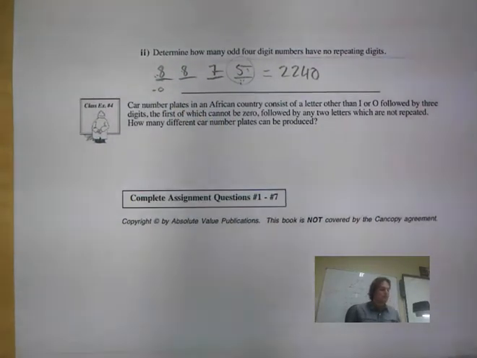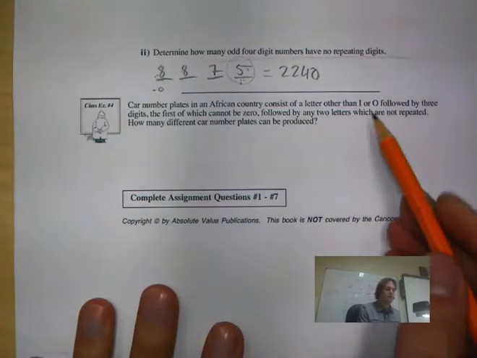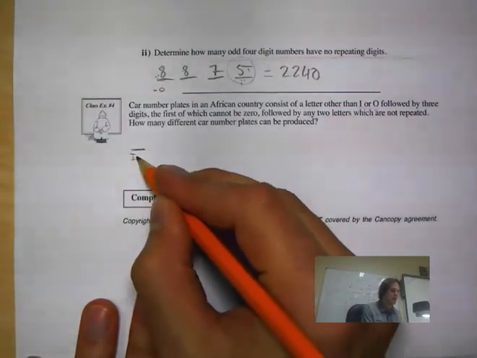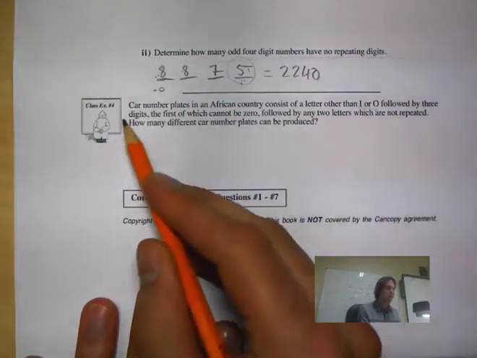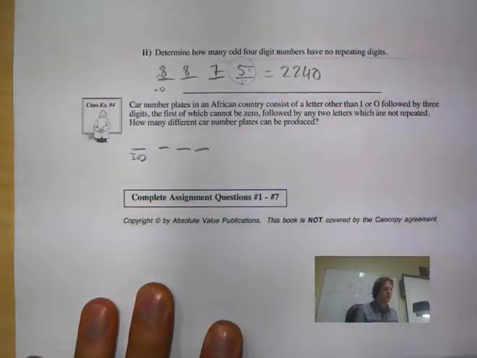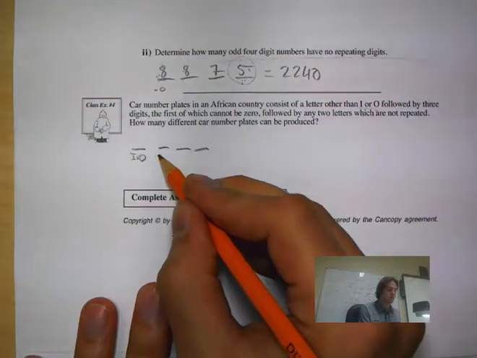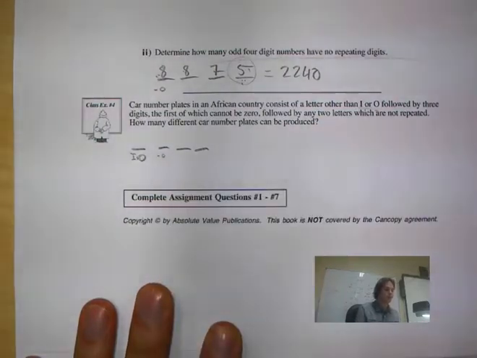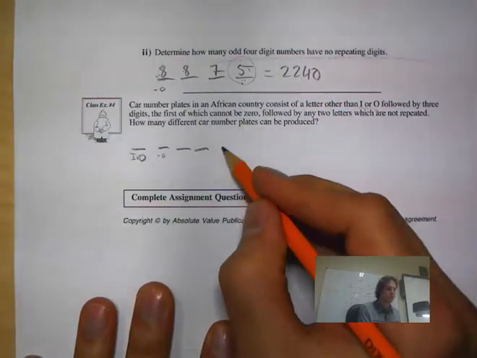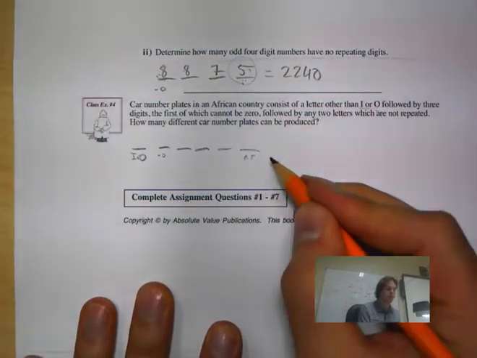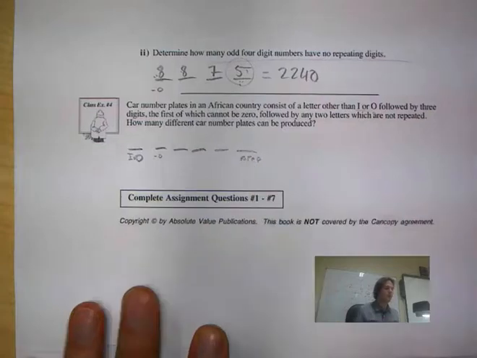Next one says, car number plates in an African country consist of the letter first, I or O. Okay? So we have an I or O, followed by 3 digits. 1, 2, 3. Okay? Of which 0 cannot be the first, so minus 0, no 0 there. Okay? Followed by any 2 letters, 1, 2, which cannot be repeated, no repetition. Okay? So let's follow this up.